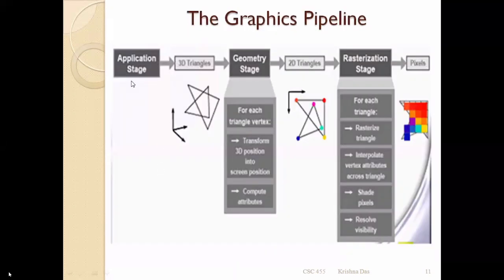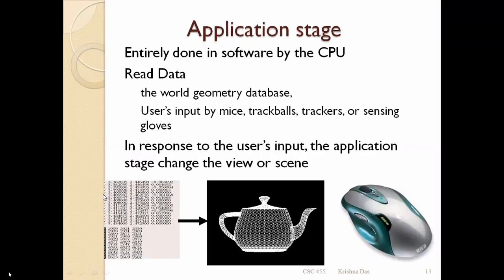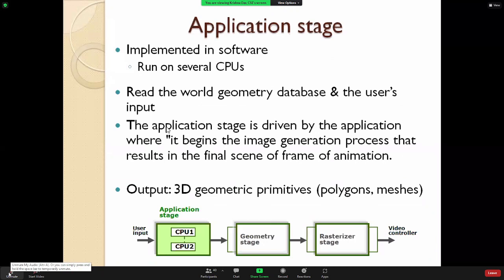There are three stages: application stage, geometry stage, rasterization stage. The application stage is working based on software, in the CPU that you are creating. Mostly you read the world geometry database and the user input. You can see the example here of what you are doing in the application stage. Those data are now creating a shape, right? That's why it says read the world geometry database and the user's input.